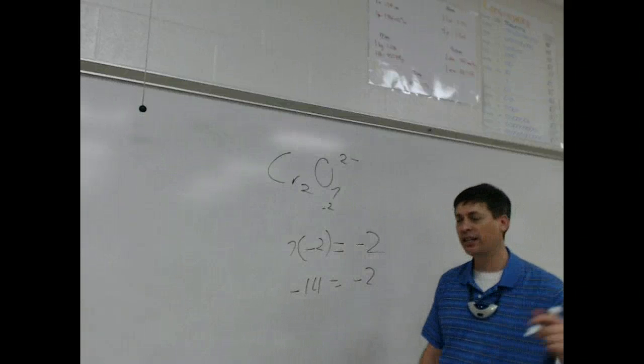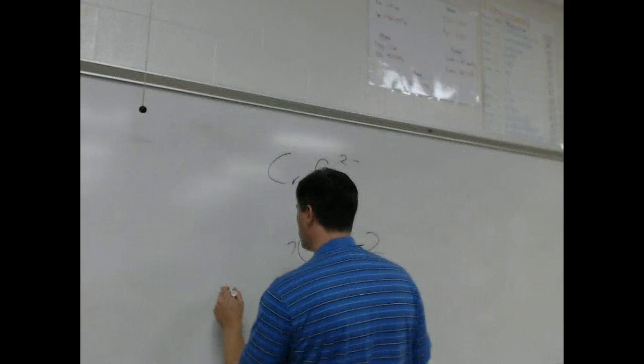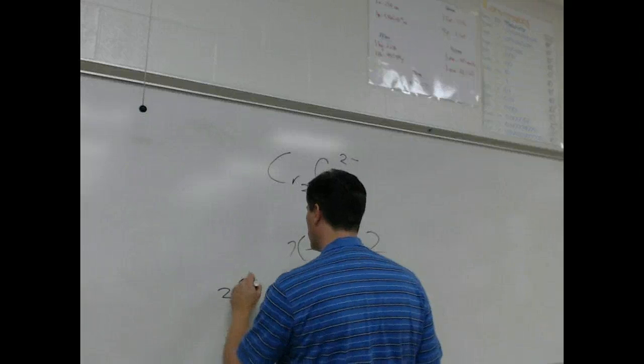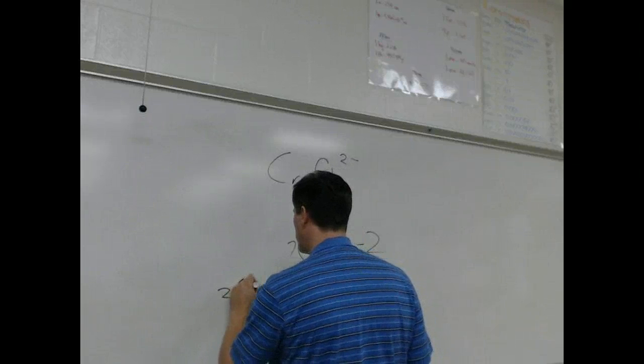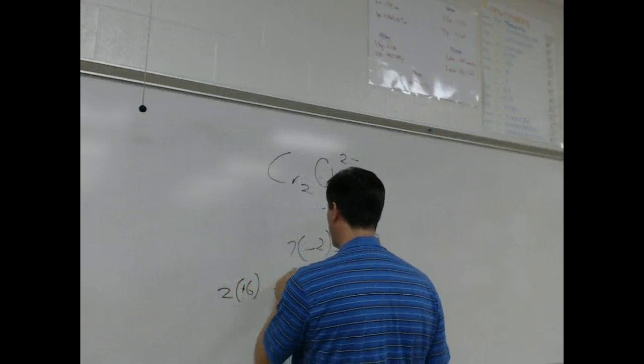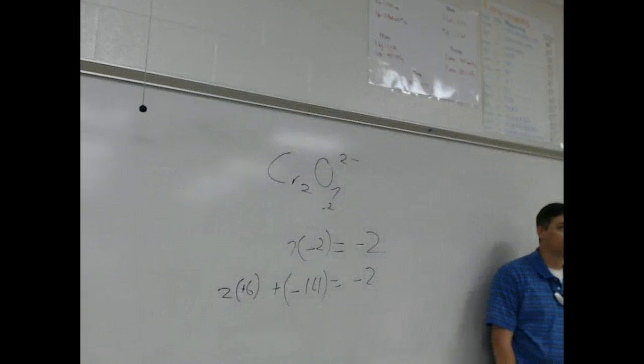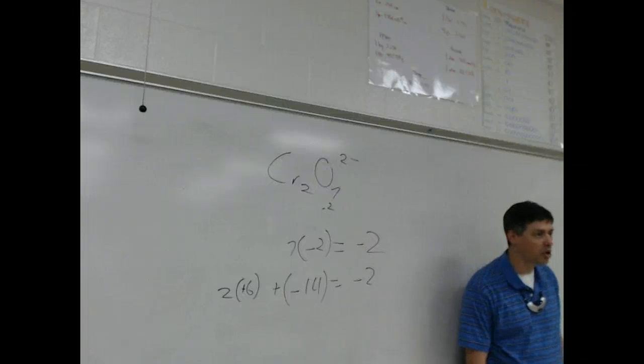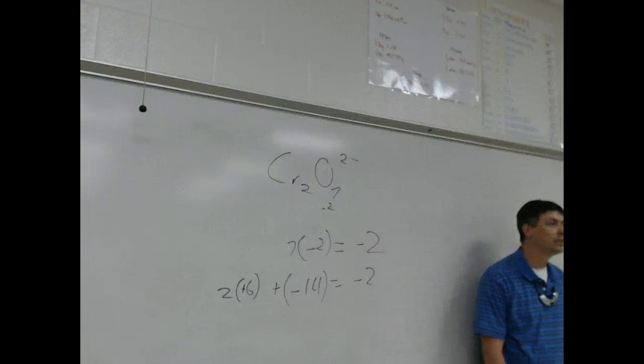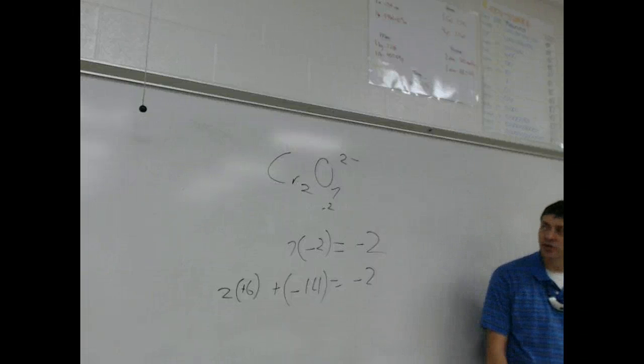Yep, she's got it. It's going to be 2 times x plus -14 equals -2. So the oxidation state of the chromium is +6. Not 12, 6. There's 2 chromiums.